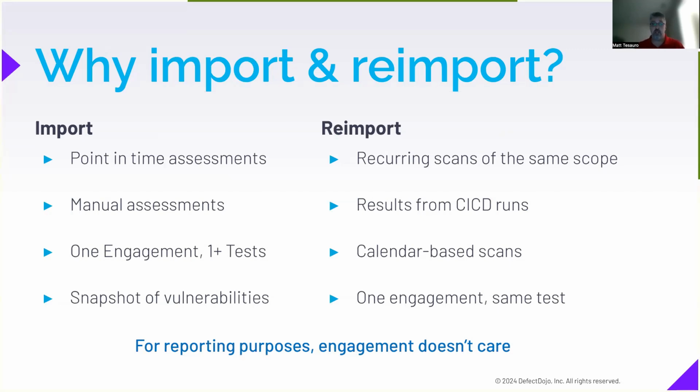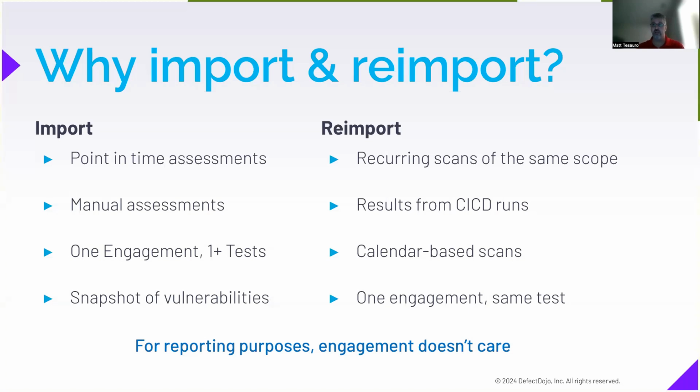And so in an import, I can have one engagement with one or more tests. Like I said, in the early days, this was a pen test plus several other tools to augment whatever was found in that manual pen test. And it gives you a picture in time, or a snapshot, if you will, of what was found when that engagement happened. Re-import was something that came along a little bit later in DefectDojo's history.